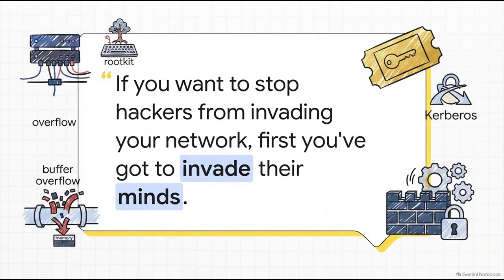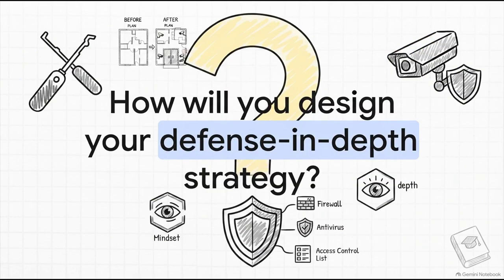As we finish up this explainer, I really want to leave you with this core philosophy from the EC-Council. If you want to stop hackers from invading your network, first you've got to invade their minds. We don't learn these aggressive, offensive techniques, the rootkits, the buffer overflows, the golden tickets, to cause trouble. We learn them because mastering the offensive mindset is the single most proven way to build a fortress against it. So, there it is. You now have the exact blueprint of a system hacking cyber heist, from picking the front lock to wiping the security footage.